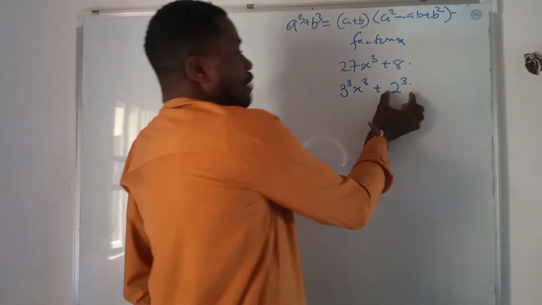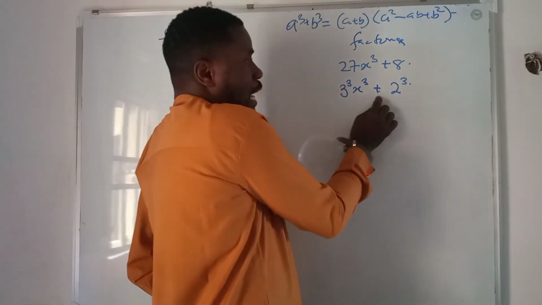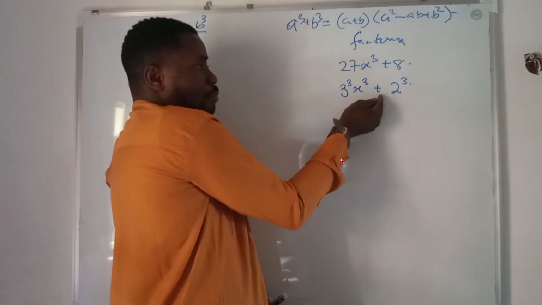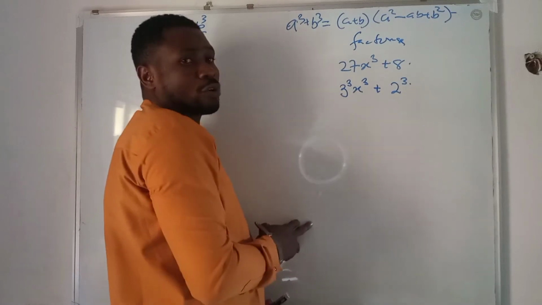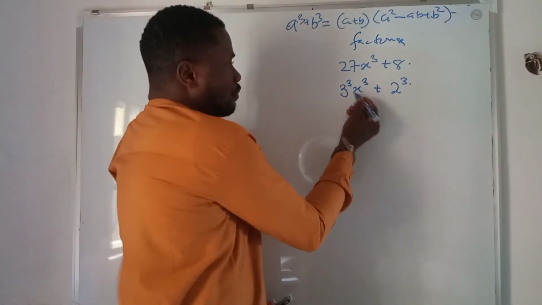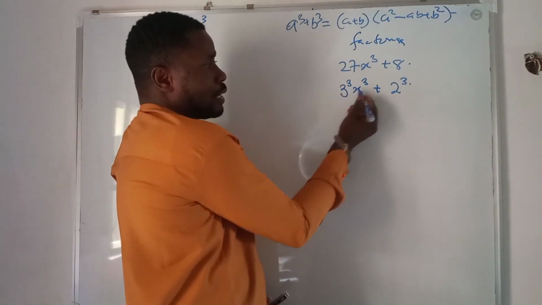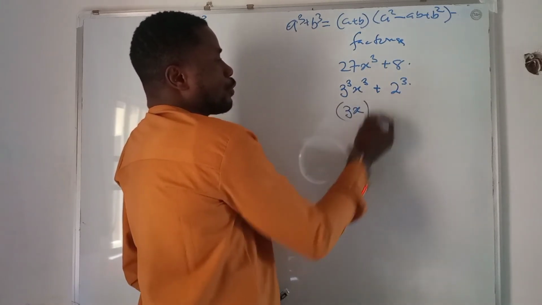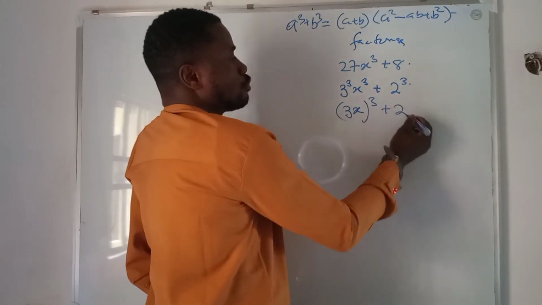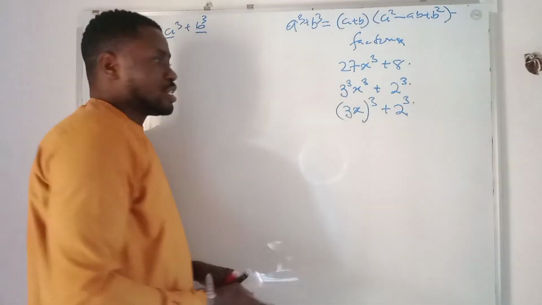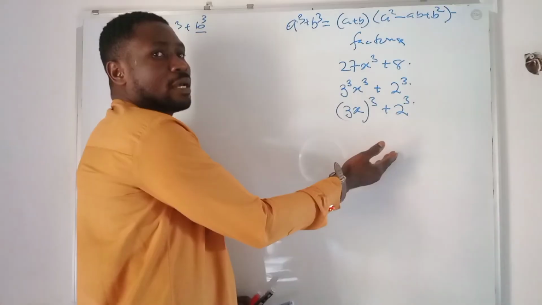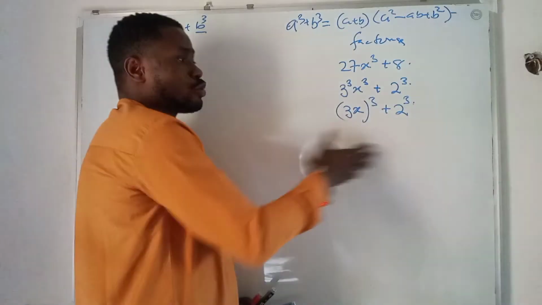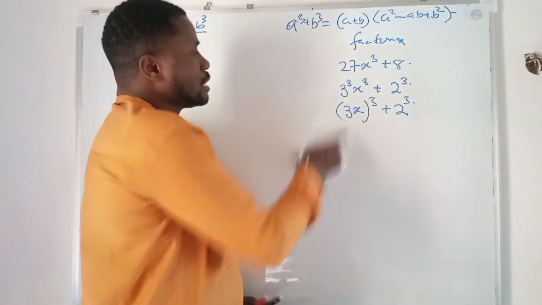You can see that after the plus sign, this is a base raised to power 3. Before the plus sign, everything is also raised to power 3. Look at it. Because this one is raised to power 3 and the x is raised to power 3, we can take 3x all raised to power 3, then plus 2 raised to power 3. So everything before the plus sign is raised to power 3, and everything after the plus sign is also raised to power 3. That means this is perfect.